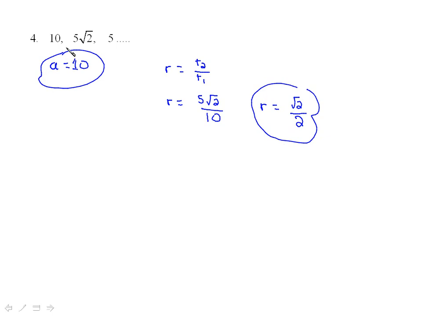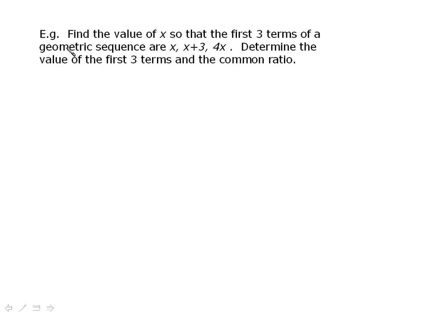The next batch of questions, I'm actually only going to do one, is a really common exam type problem. And they're solved a specific way. It's hard to fumble your way through these ones, so you want to be careful with this method. Here we're asked to find the value of x so that the first 3 terms of a geometric sequence are x, x plus 3, 4x. Determine the value of the first 3 terms and the common ratio.